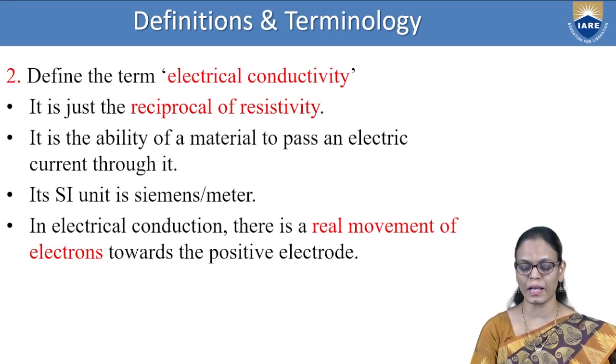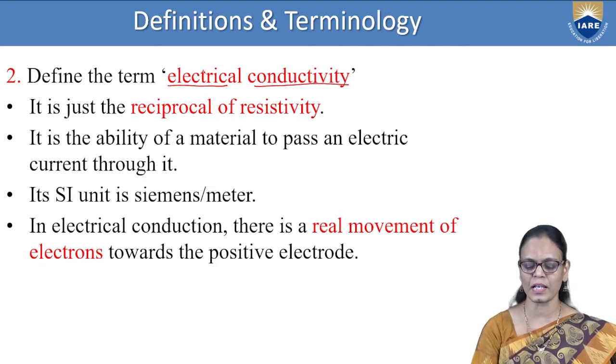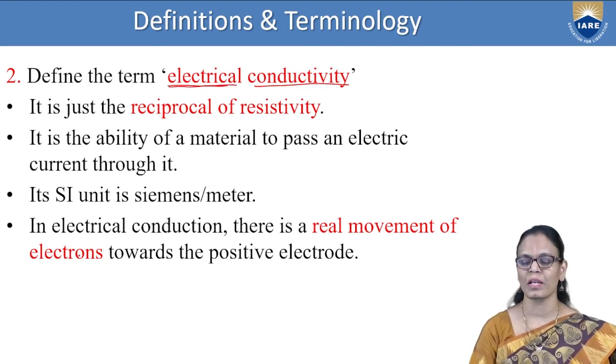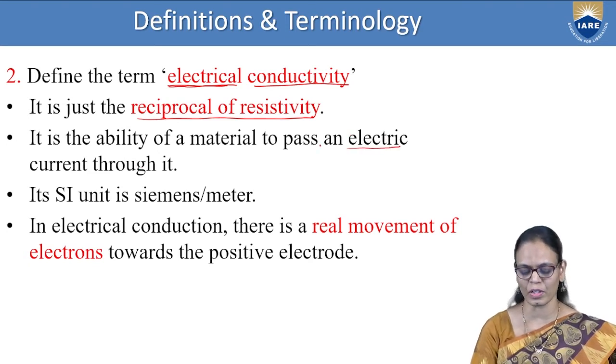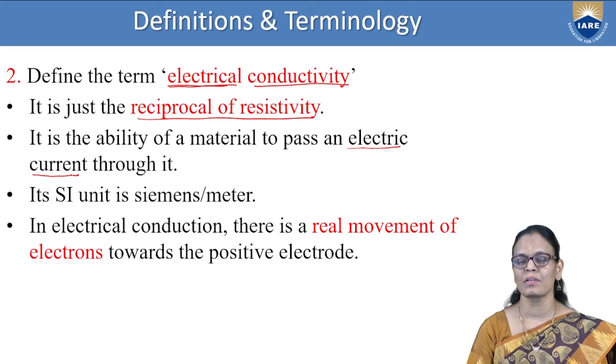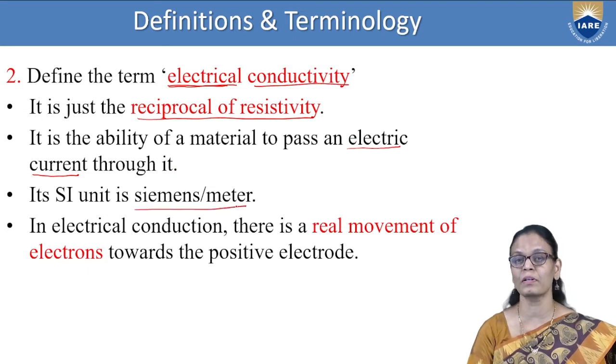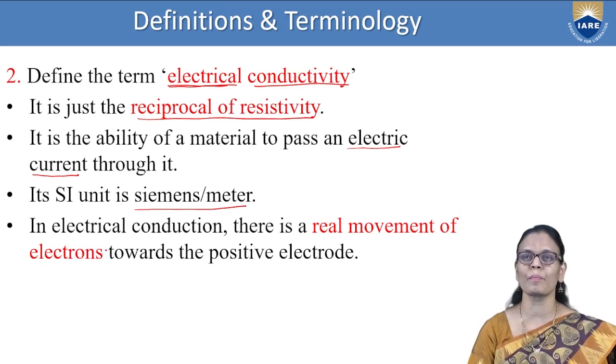Next, define the term electrical conductivity. We have seen the generalized term conductivity; now we are going to discuss electrical conductivity. Electrical conductivity is the reciprocal of resistivity. It is the ability of the material to pass an electric current through it. Here we are talking only about electric current, and its SI unit is Siemens per meter. Now when I talk about resistivity, first you should know about resistance.